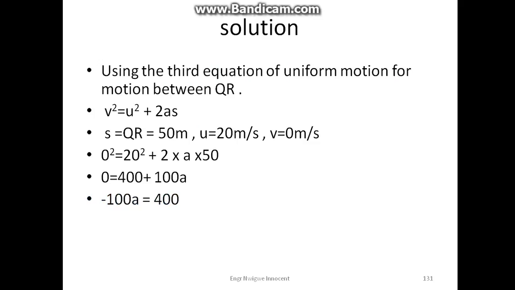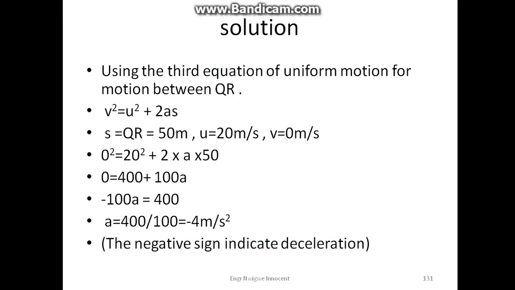Taking the unknown value to the left hand side and the known value to the right hand side, we have minus 100a is equal to 400. Then making a the subject of the formula, we have 400 over 100. We now have a equal to minus 4 meters per second squared. The negative sign indicates deceleration.